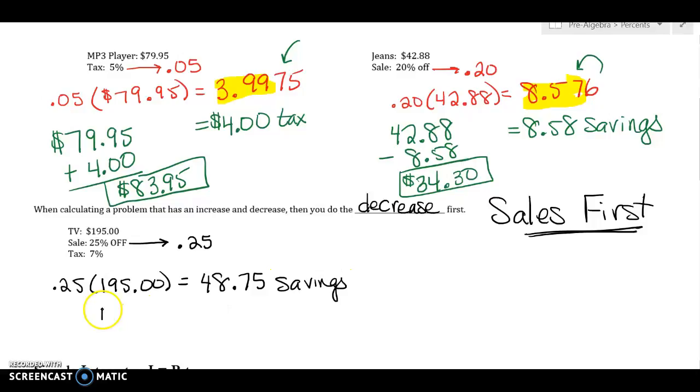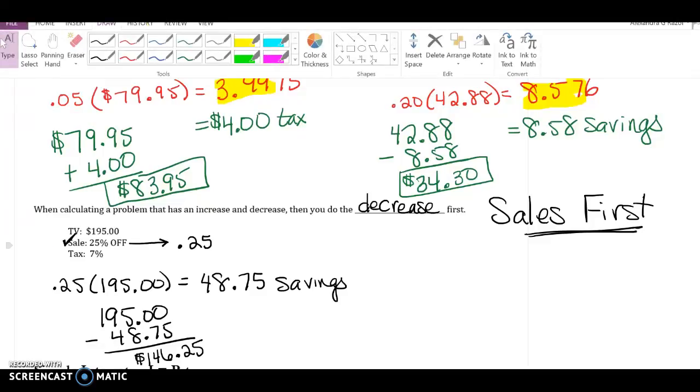So since that's my savings, I'm going to subtract that from my $195. And so 195 minus 48.75 gives me $146.25. Well, that took care of the sale. Now I need to take care of tax.